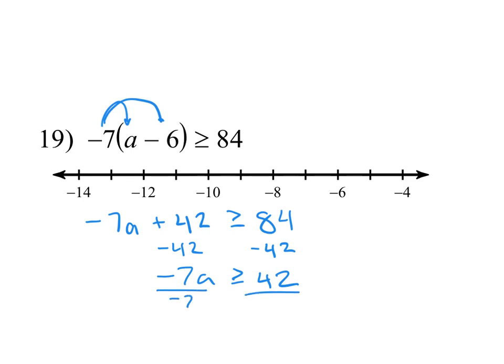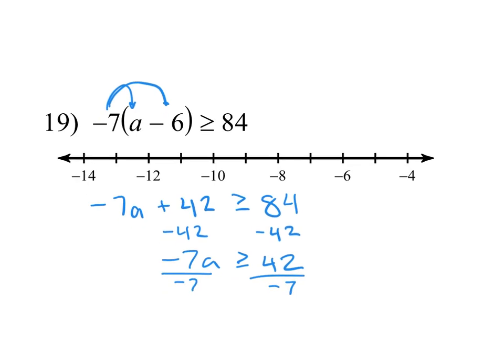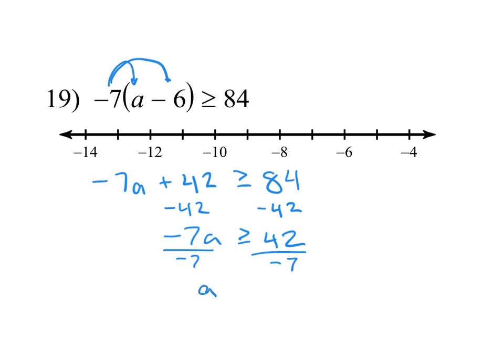What happens when we divide by a negative? The sign switches. So we switch it to less than or equal to. And what is 42 divided by negative 7? Negative 6. Do we put an open or closed circle at negative 6? Closed. And do we color left or right? Left. So we're talking about all the numbers less than negative 6, so we're going to go left. Any questions on this one?